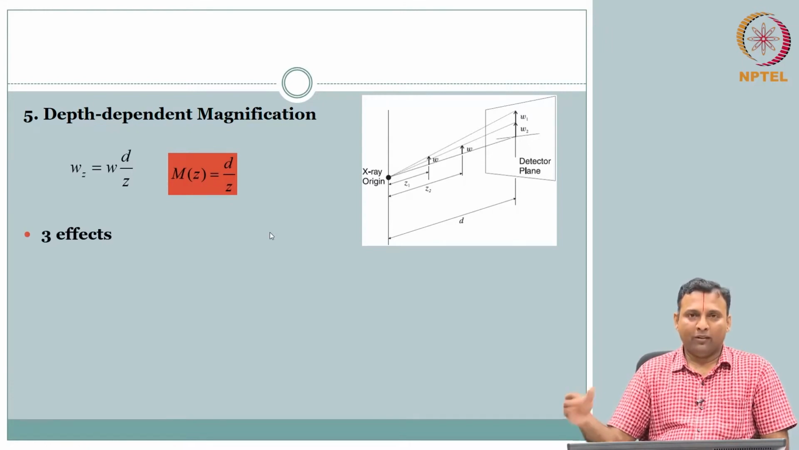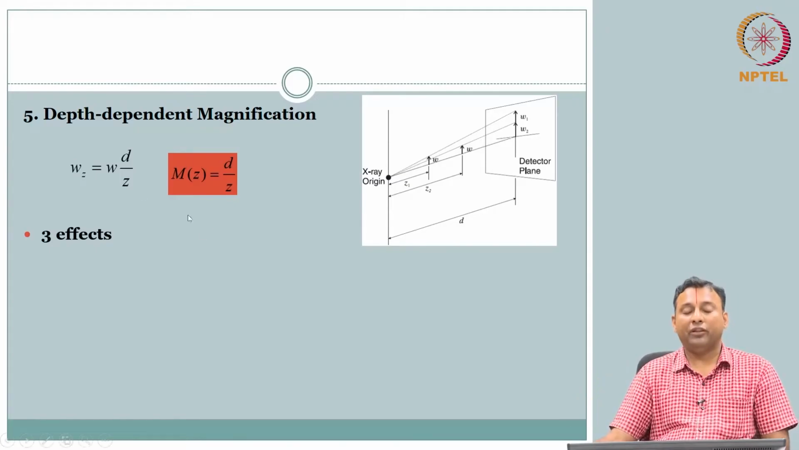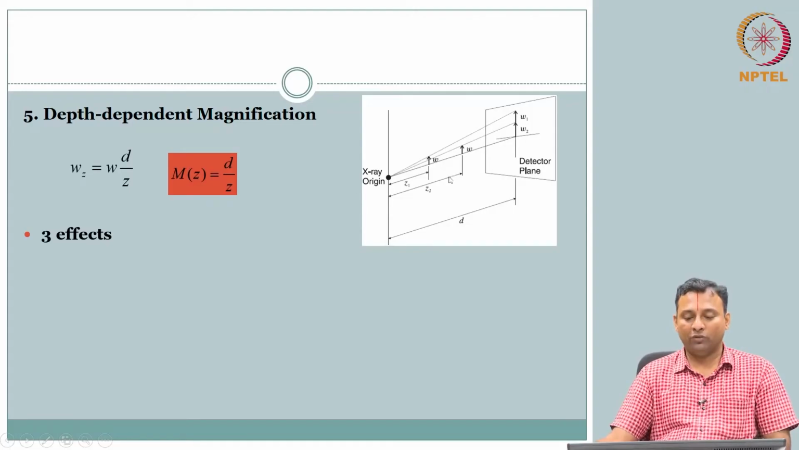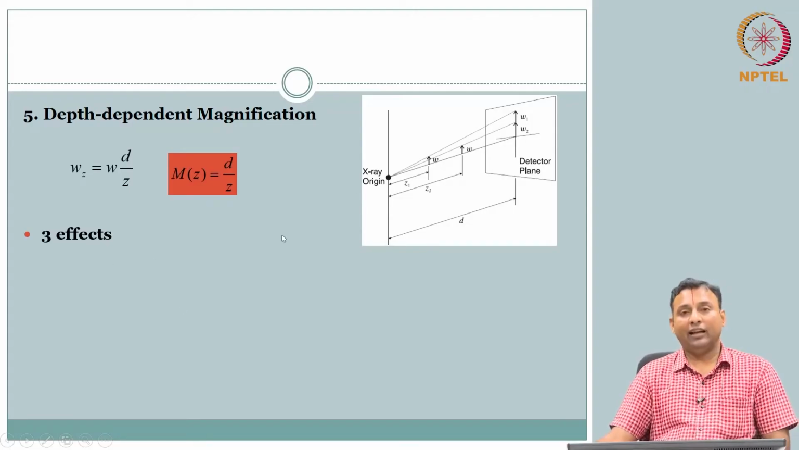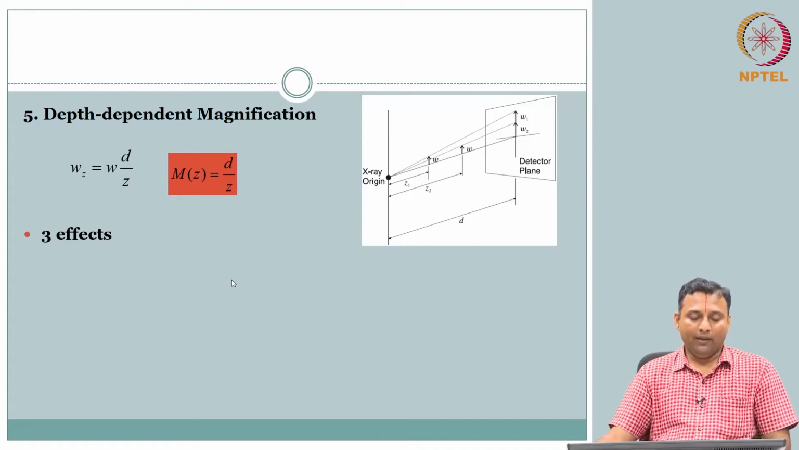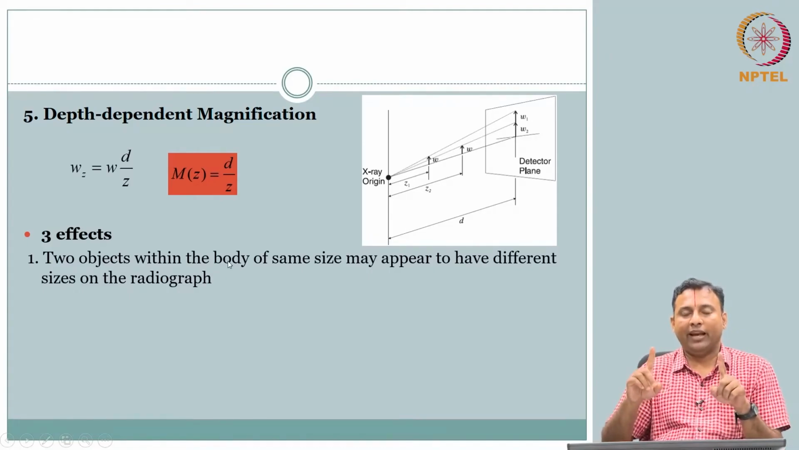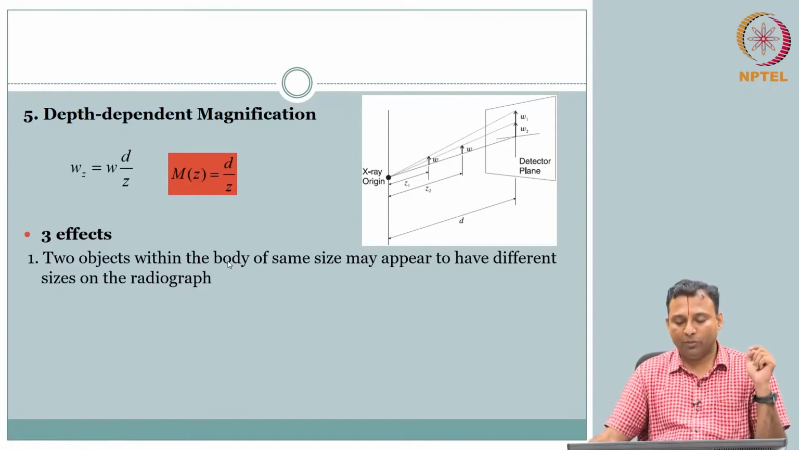So crudely, that measurement is one thing. Is that all? Is there any other effect because of this problem? Is there any other problem that you see in the image because of this effect? There are three other effects that come because of this depth dependent magnification. One is what we talked about: two objects within the body, of the same size, can appear at different sizes depending on where they are.